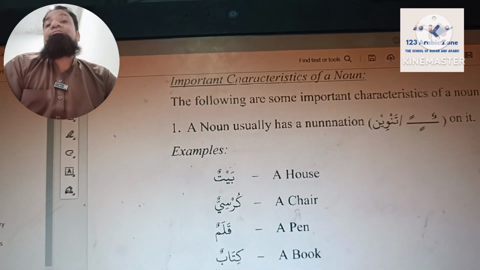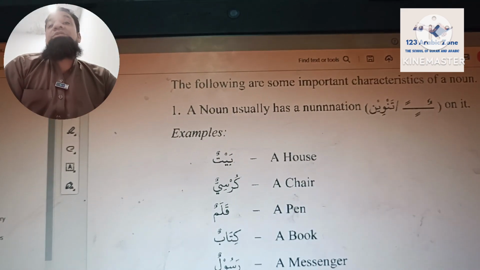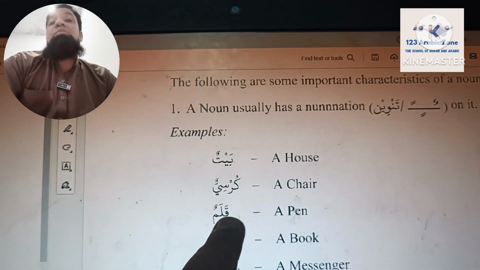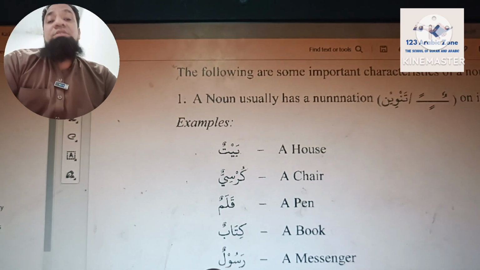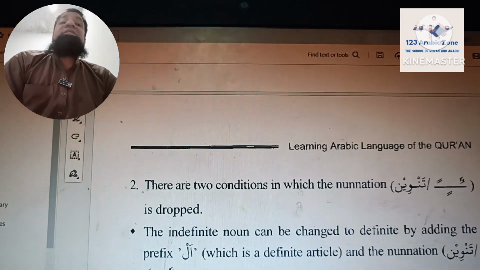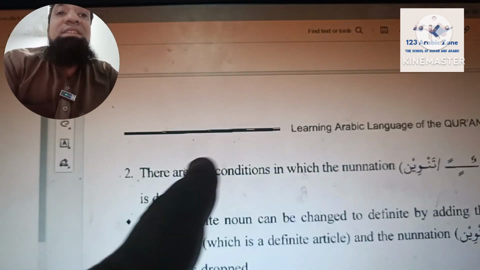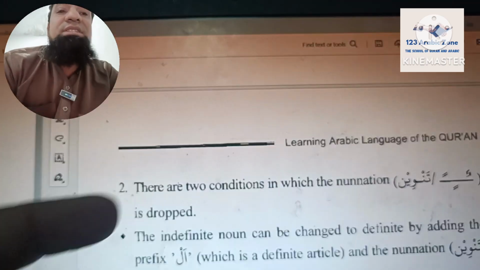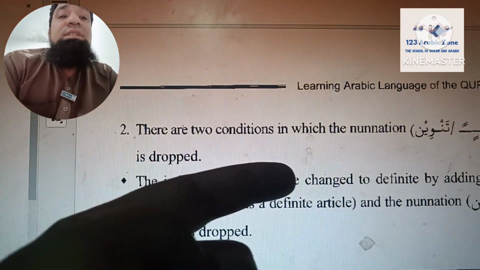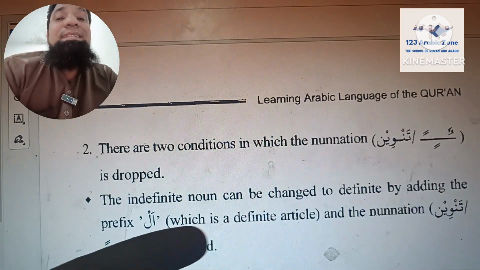But like this, they also put some examples: baytun, kursiyun, qalamun, kitabun, rasulun. But there are two conditions in which the nunation is dropped. The first one is that the indefinite noun can be changed to definite by adding the prefix al.